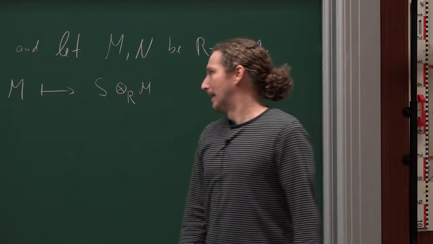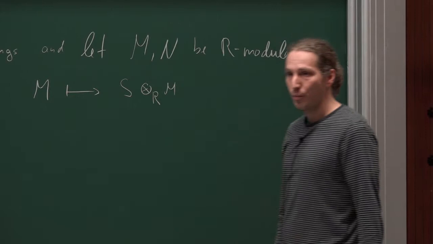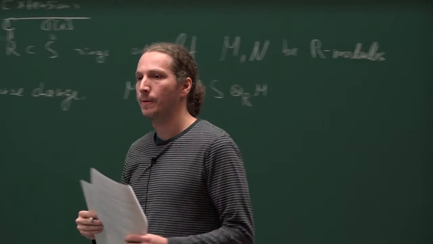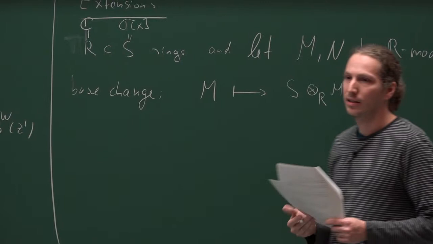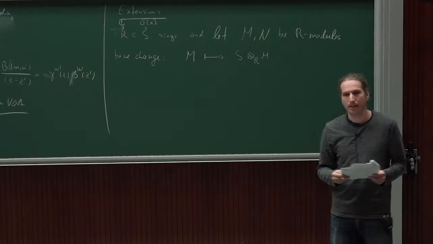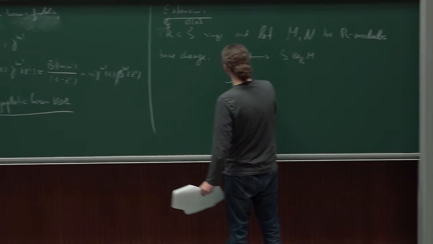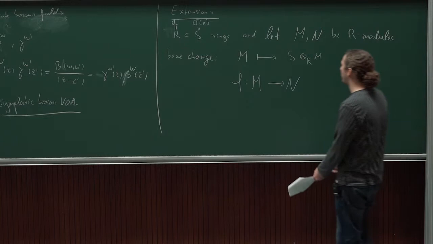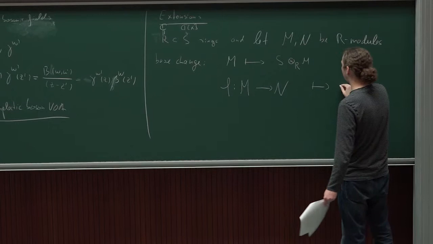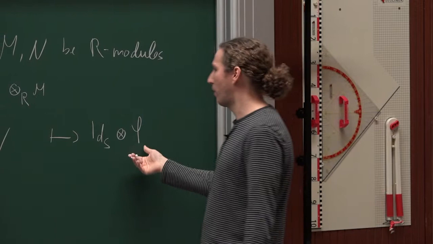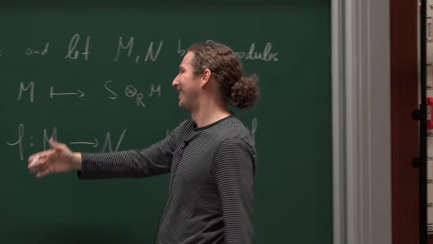And similarly, you can do this with morphisms. It's the tensor product as an R module. Just the ordinary tensor product, yeah. Question: can S act on this tensor product by multiplying the S factor? Yes. Especially now, if you have a homomorphism from one module to another, then you can also map this to a morphism, just by taking the tensor product of the identity on S with this morphism of M, which maps this morphism to an S morphism, a morphism of S modules.